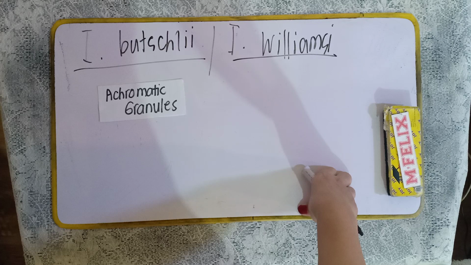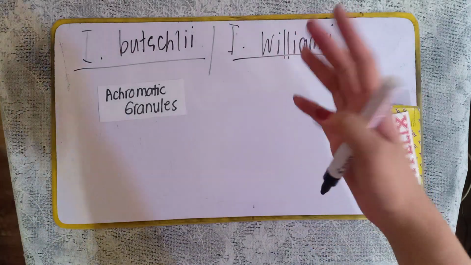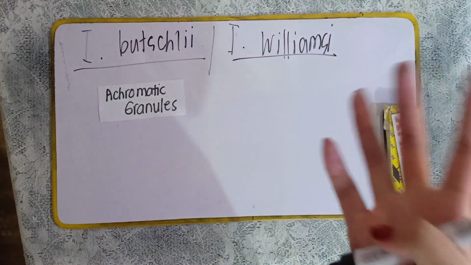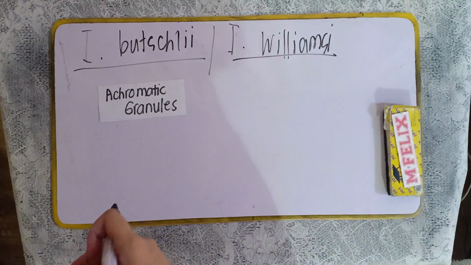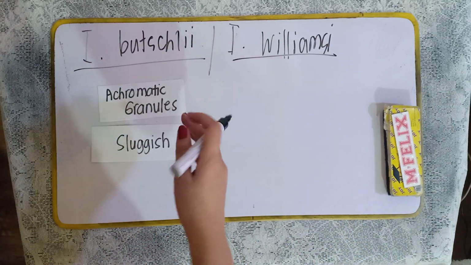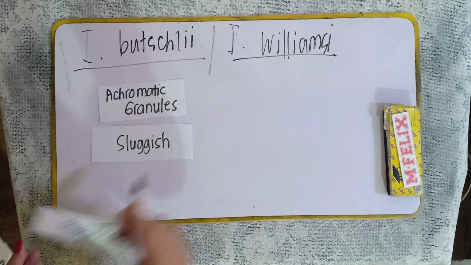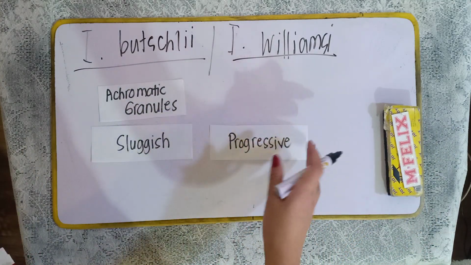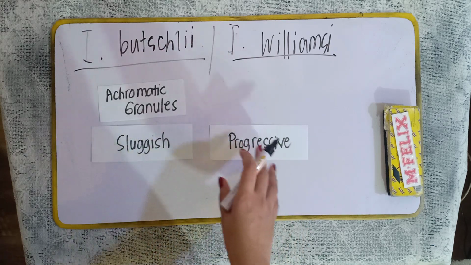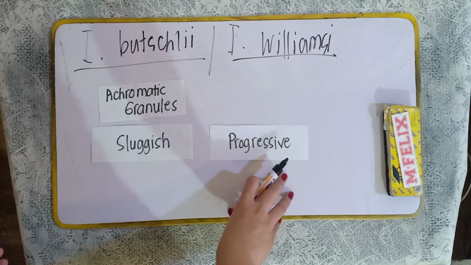Now, in terms of their trophozoite, it has a coarsely granular cytoplasm with vacuoles and bacteria. And then they have blunt pseudopodia. Take note, class, when it comes to their motility, it is a sluggishly progressive movement.